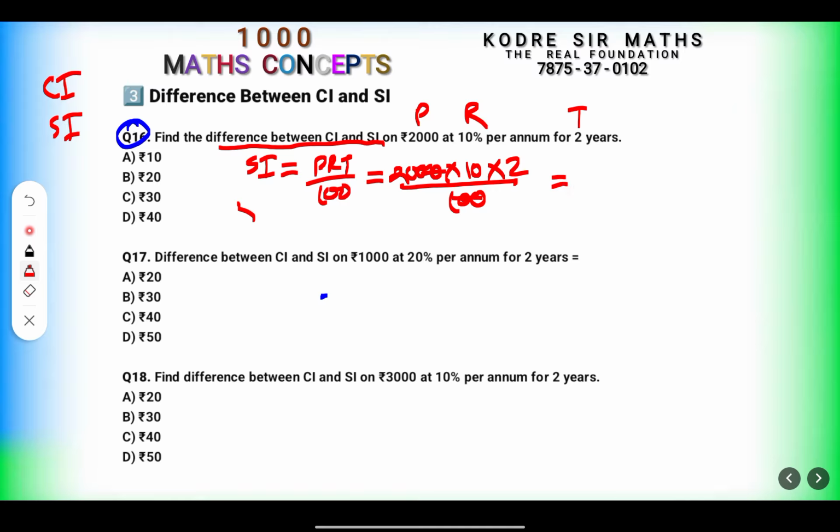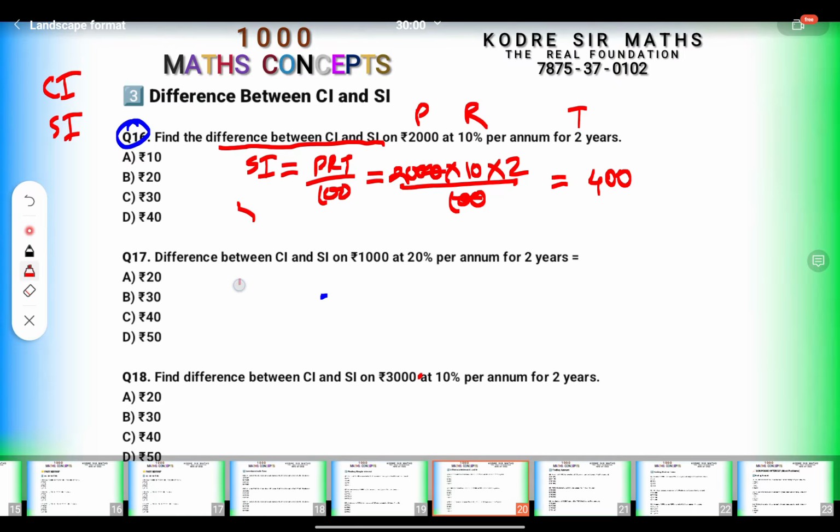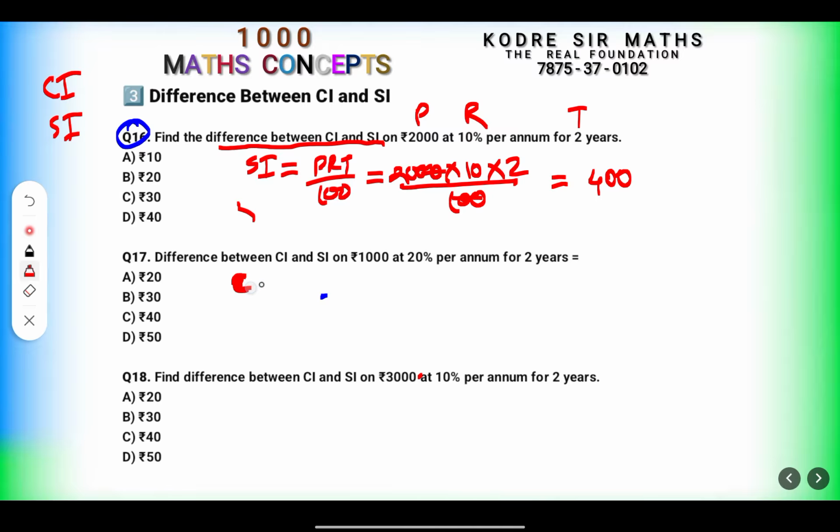So 2000, 10%, time 2, upon 100. 20 cancel. 20 into 2 is 40, 40 into 10 is 400. Correct? This is the simple interest. Now we have to find compound interest. We do know the formula of compound interest, but we don't use it, right? So to find compound interest, first we find amount. Okay, so what is the formula of amount? P in bracket 1 plus R upon 100 raised to the power T. Okay, principal is rupees 2000.